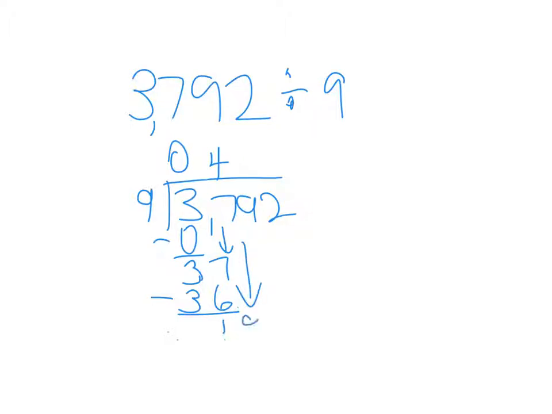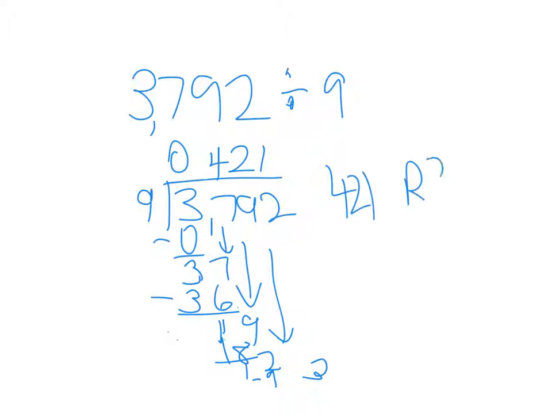Now I'm bringing down that 9. How many times does 9 go into 19? It goes in 2 times. That'd be 18. And bring down the 2. Now how many times does 9 go into 12? It goes 1 time. And subtract, I'm going to end up with 3 over here. So the answer is 421, remainder 3.